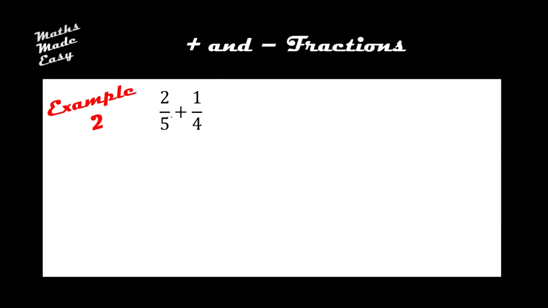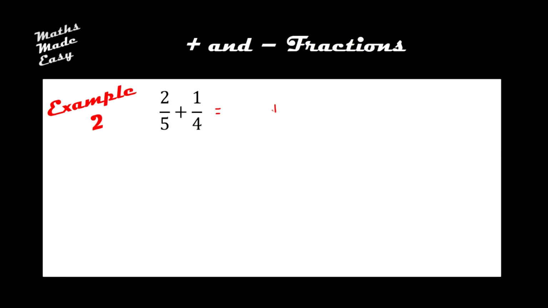A second example then, where the denominators in this one are different. So this one is 2 fifths and this one is 1 quarter. Now we cannot use the same approach of just adding these two together because these two denominators are not the same. So what we must do is try and make them the same.